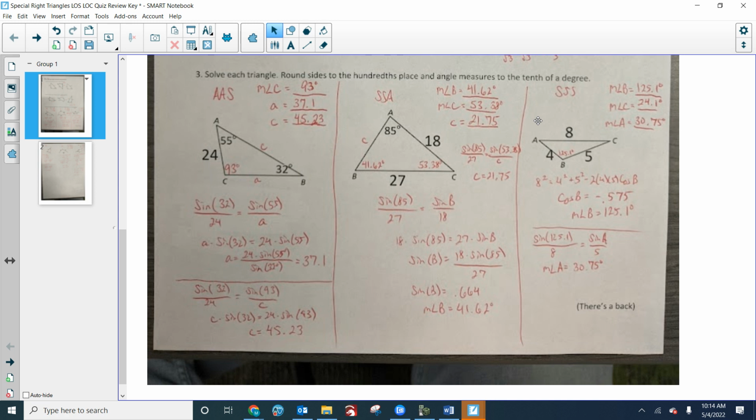All right. Number 3B. Angle B is 41.62 degrees. Angle C is 53.38. And side C is 21.75. Can you guys see those? Yeah. Okay, good.